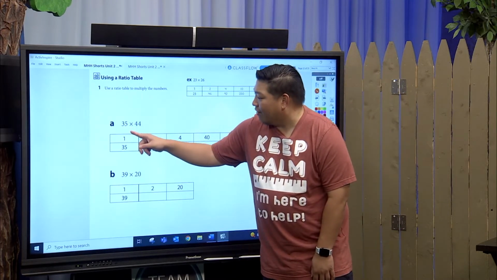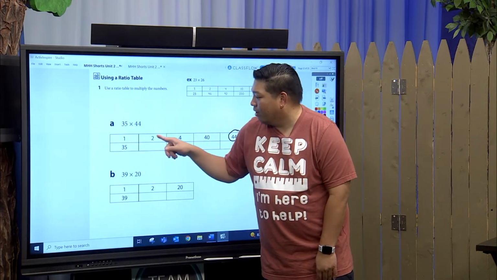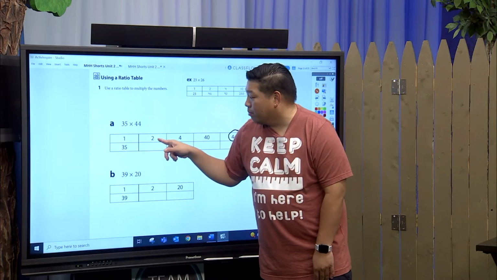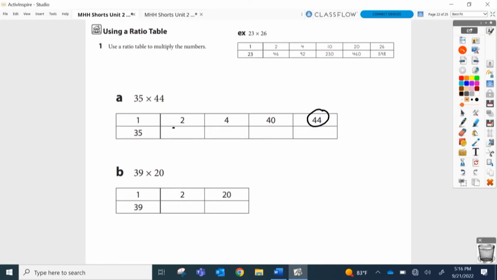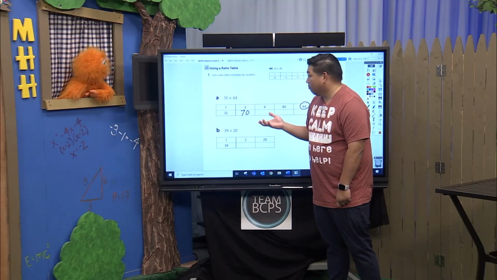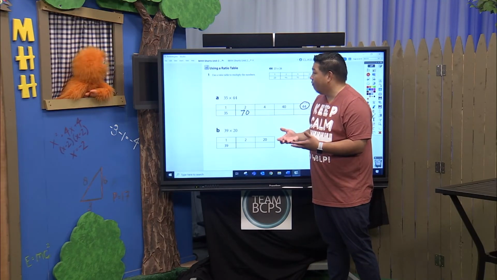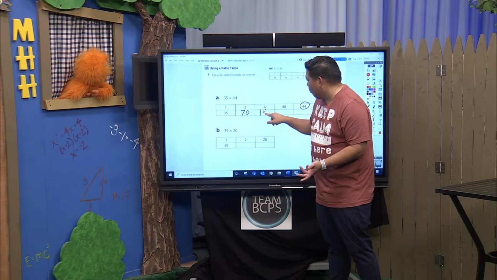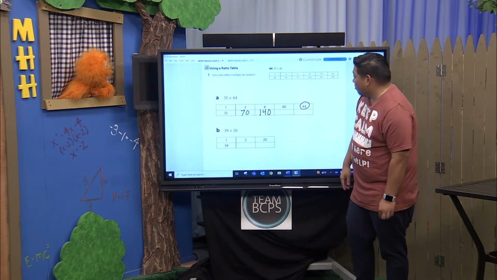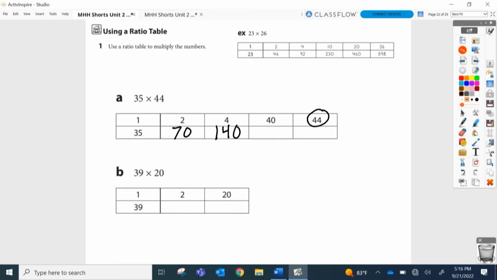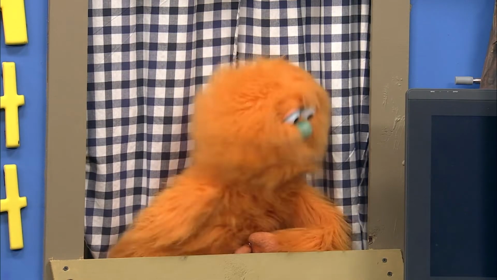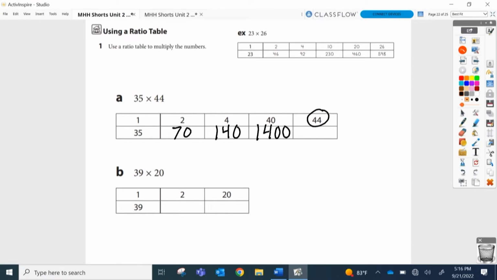So 1 times 35 is 35. If we double that, we'll have 2 groups of 35. That's 70. Now, if we double 70, we'll have 4 groups of 35. That's kind of easy. All you have to do is think of 7 plus 7, right? 7 tens and 7 tens is 14 tens, which is 140. Awesome. And if we take the 4 and multiply that by 10, we'll have 40. So we can take this and multiply that by 10. So that would be 1,400. That's a big number.